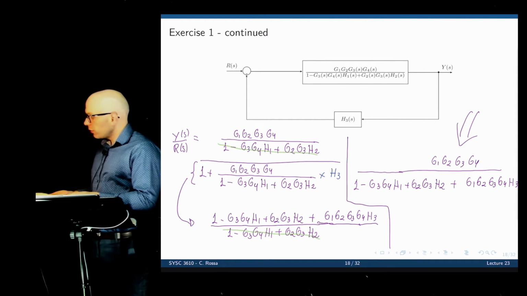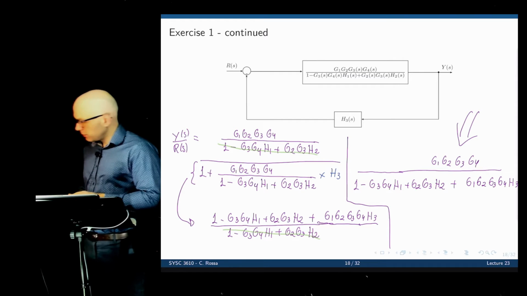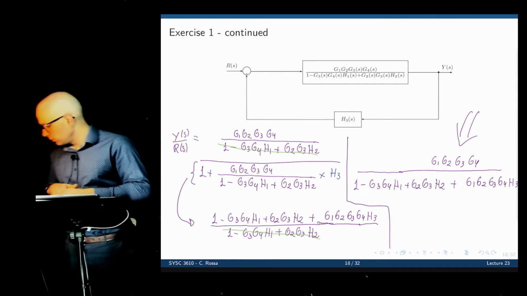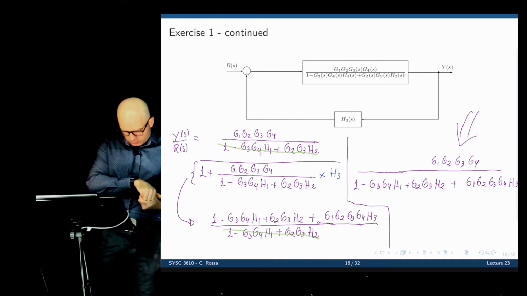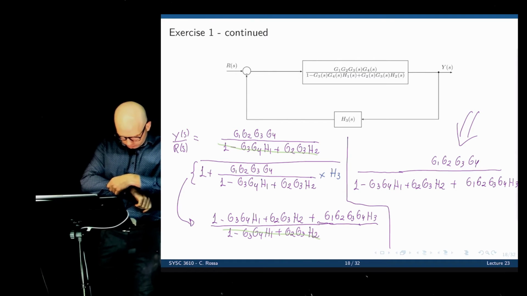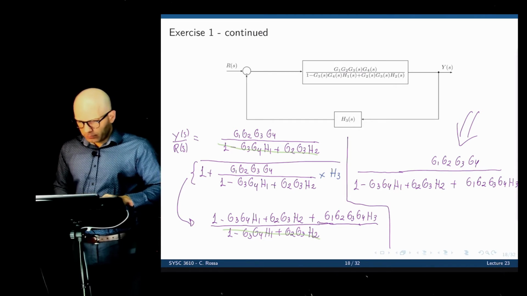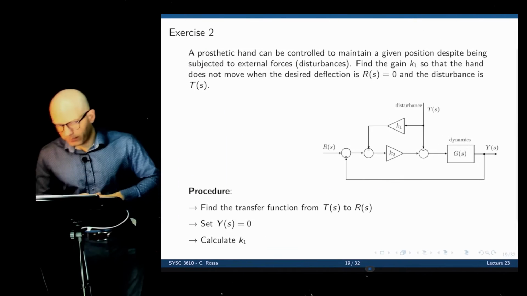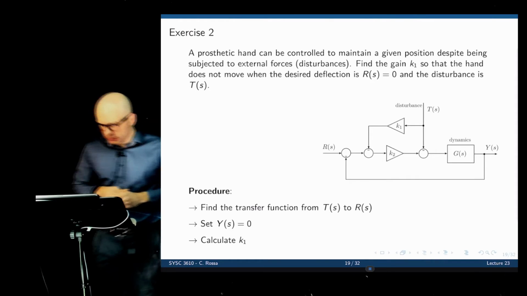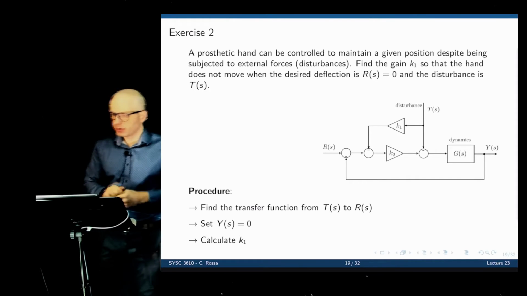Are there any other questions before we move to the next exercise? No? Alrighty. So there are no other questions. Let's move on to exercise number two.